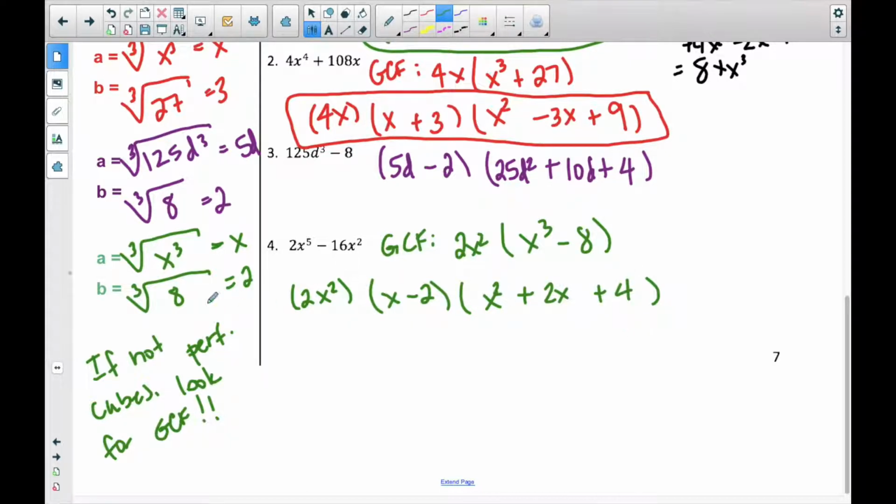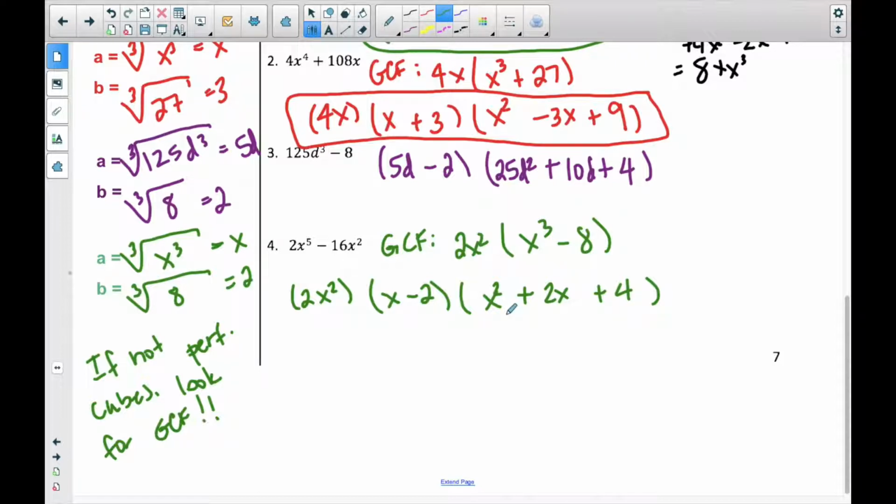And so once again, don't worry about the minus sign here as far as your a and b. Just let the SOS work out the rules with the signs. All right. So that is your final answer. 2x squared, x minus 2 times x squared plus 2x plus 4.